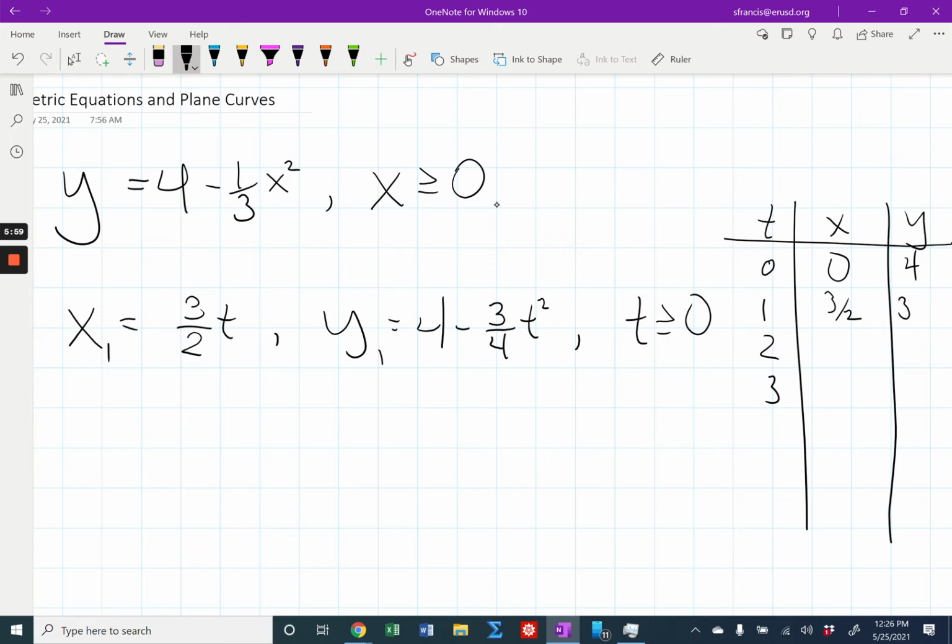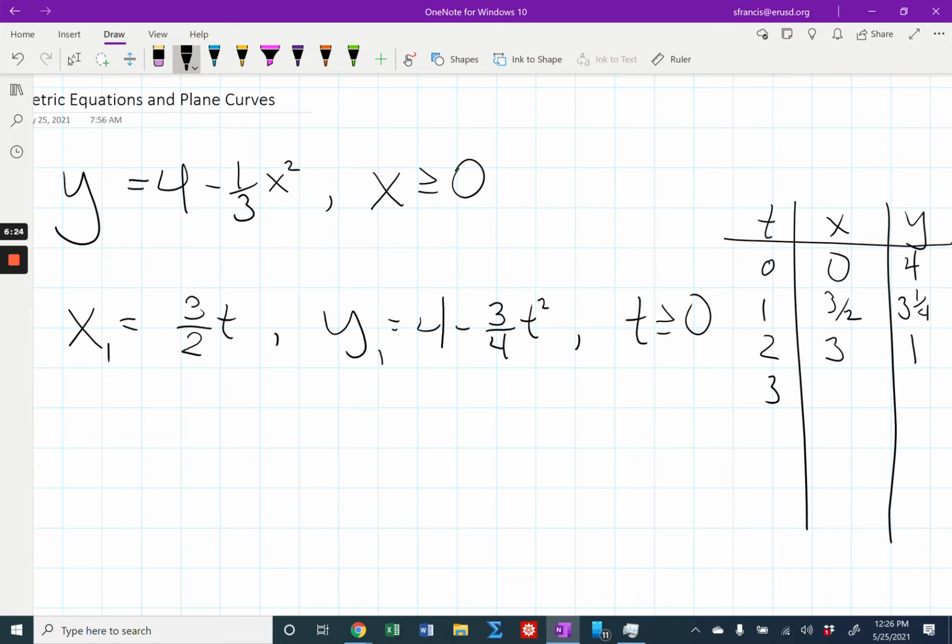I'm not going to do all of these necessarily. Let's do one more, and then I could plug in 2, and I would get 3 here, and 2 squared is 4, so this is going to be 1. And then we can get the location of the point or the car or the object or whatever at these different values of t.